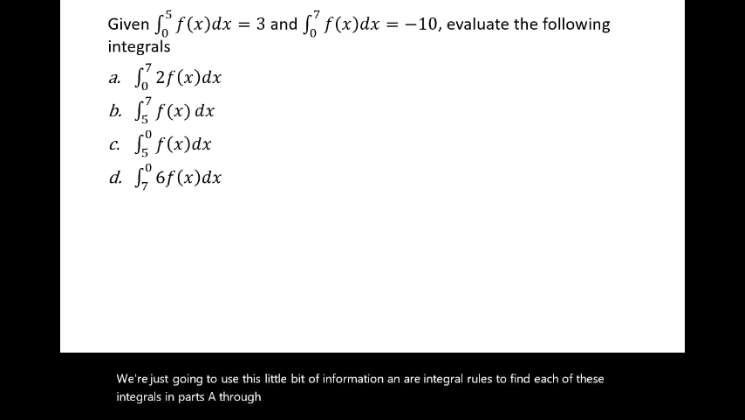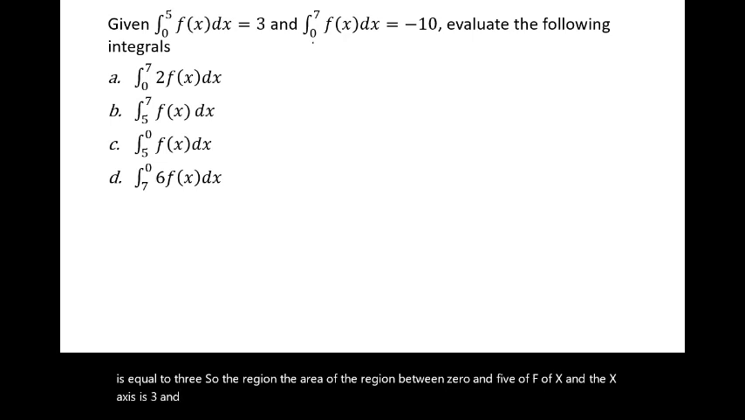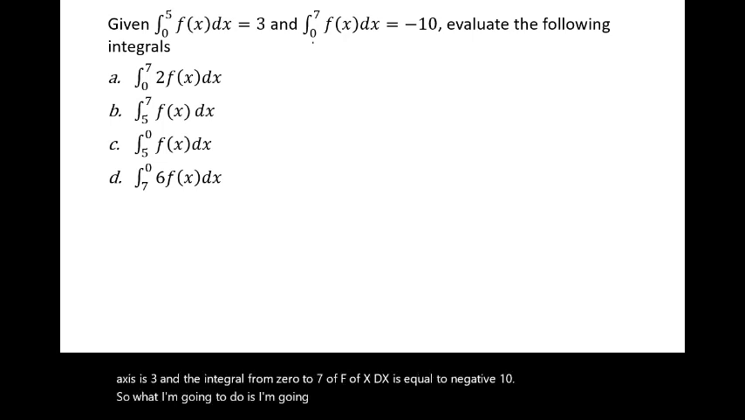So I am giving you that the integral from 0 to 5 of f of x dx is equal to 3. So the area of the region between 0 and 5 of f of x and the x-axis is 3. And the integral from 0 to 7 of f of x dx is equal to negative 10. So what I'm going to do is use that information to evaluate each of these.